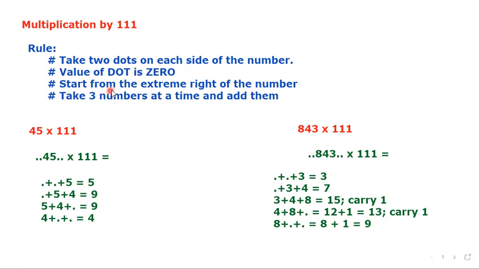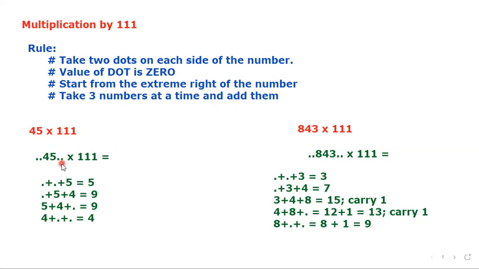We will be starting from the extreme right of the number to be multiplied, taking three numbers at a time, adding them and shifting towards the left. Let's understand this with an example. We have to do 45 times 111. So we will be taking two dots on each side of 45.